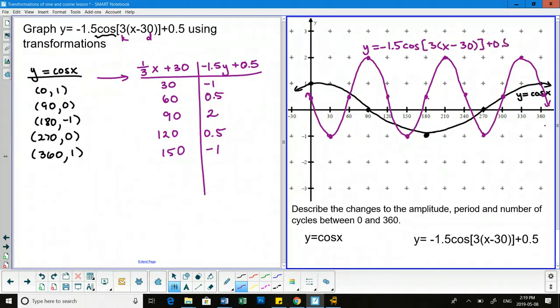Okay? So this is the only added thing with transformations of sinusoidal functions, like the sine and cosine functions. We're just working to be able to extend our graph into a second cycle or a third cycle.